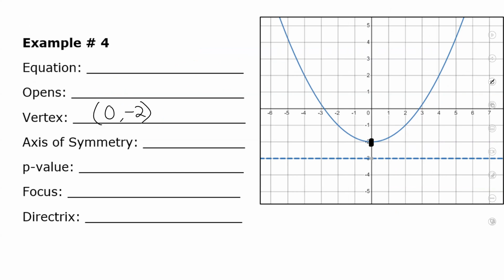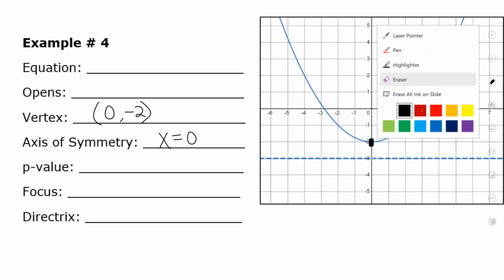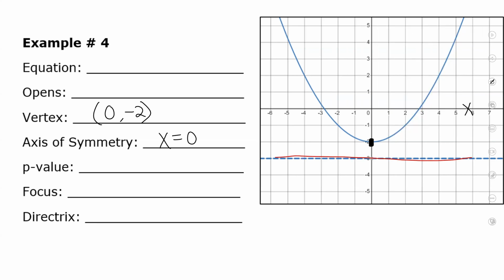What else do we know? Yep, the axis of symmetry. So the very center is at 0. The x value is 0. So I can put x equals 0. What else do we know? Yep, the p-value is 1. And the way we figure that out is the distance between the directrix and the vertex is 1 space. They're 1 space away. So my p-value is 1.